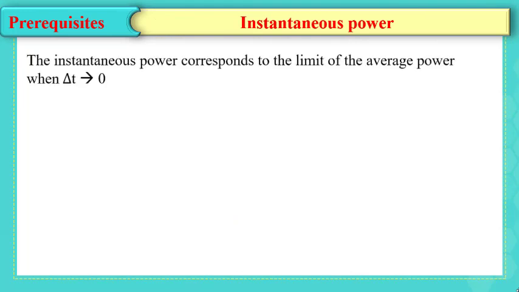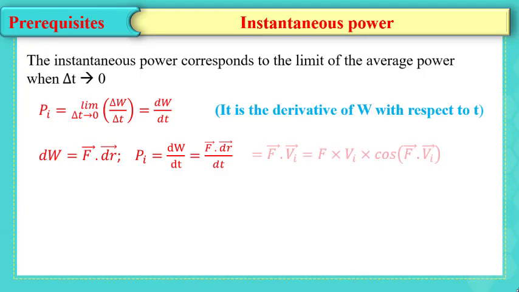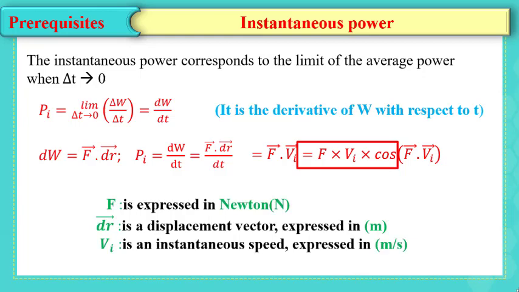The instantaneous power. The instantaneous power corresponds to the limit of the average power when delta T tends to 0. So we say the instantaneous power is the limit of delta work over delta T, the limit of P average as delta T tends to 0. And the answer is just the derivative of work with respect to T. dW equals F dot dr in this case, since we are dealing with a constant force, and the last answer is P instantaneous equals F vector dot dr vector by dt, which means that it is F dot v vector because dr by dt is simply the velocity vector. Finally, we say the instantaneous power can be written as F times v instantaneous times the cosine of the angle between F vector and v vector. F is expressed in Newton, dr is expressed in meter, v is expressed in meters per second.